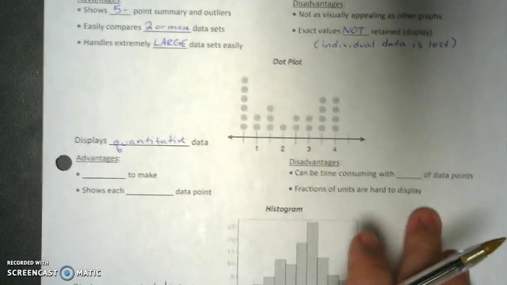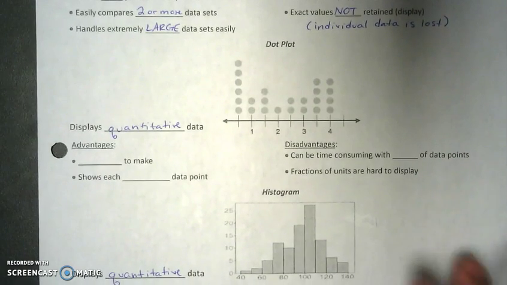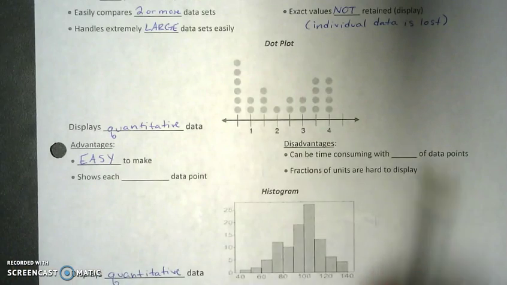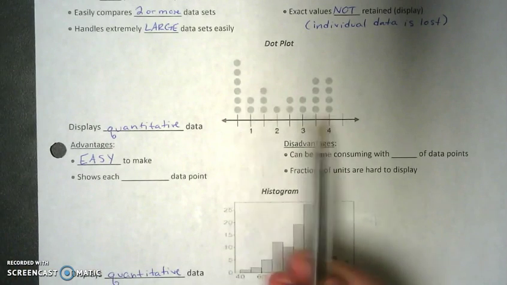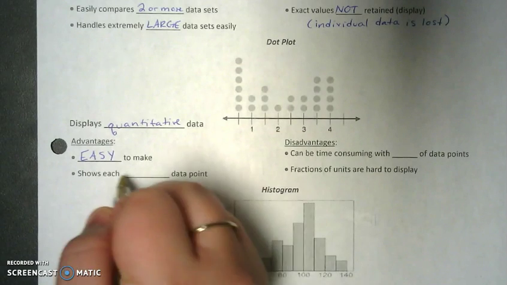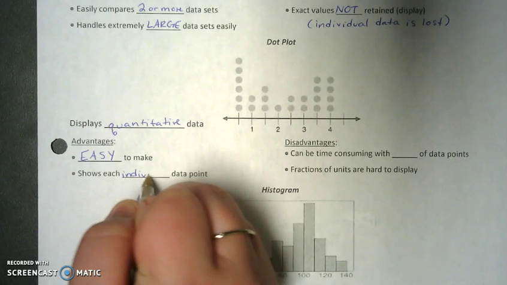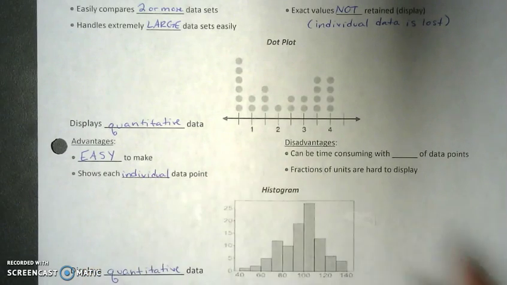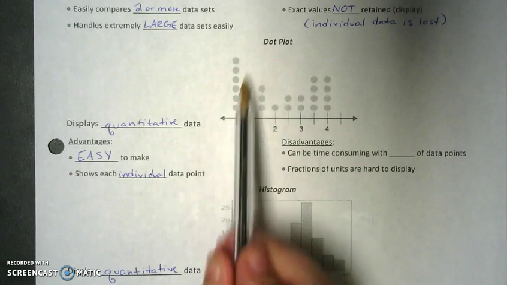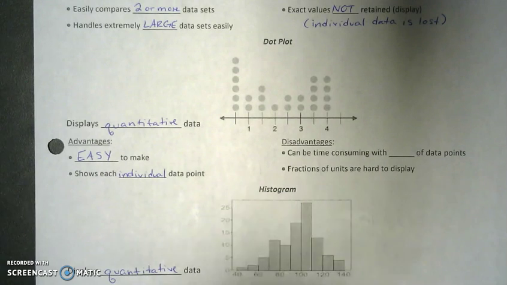Now moving on to dot plots though, so we know that it's quantitative data because it's on a number line. This is extremely easy to make. So when we did our other ones, we just drew a number line and did all the dots that fit. Now this one, it says it shows each individual data point. So I know exactly how many halves, ones, 1.5, and so on.